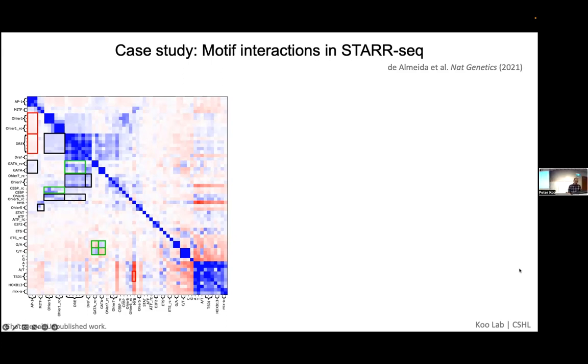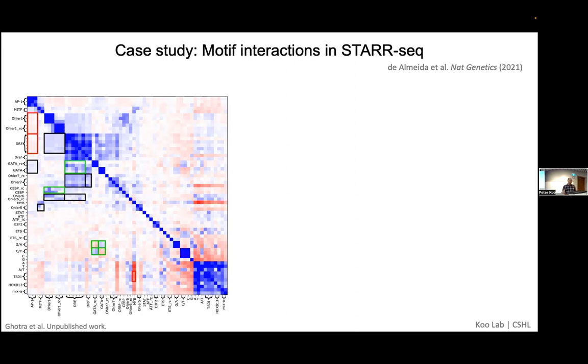And actually, one interesting thing about this DeepSTARR paper that everyone talks about today is that the focus of their paper really is on this GATA and AP1 interaction, which is light blue right here. And you can see that our model seems to have captured a whole lot more interactions beyond just that AP1 GATA interaction.